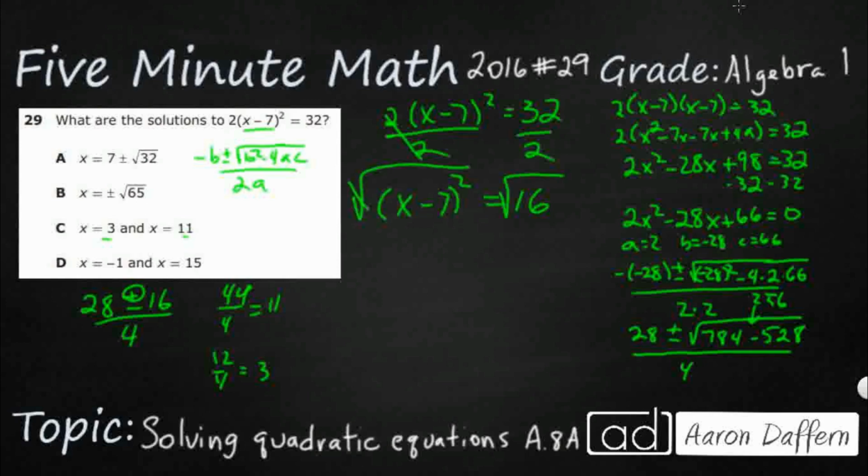Take the square root, right? That's going to be x minus 7 equals, now this is the square root of 16, so we need plus or minus 4. Now that's a lot easier, right? If I add 7 to both sides, x equals positive 4 plus 7, so that's going to be 11. Or x equals negative 4 plus 7, that's 7 minus 4, that's 3. Same answers, a lot easier. C.